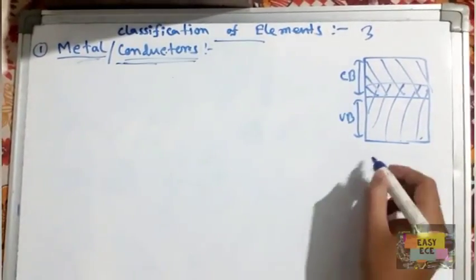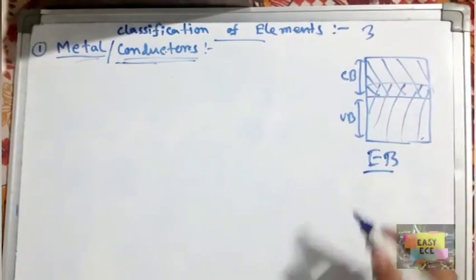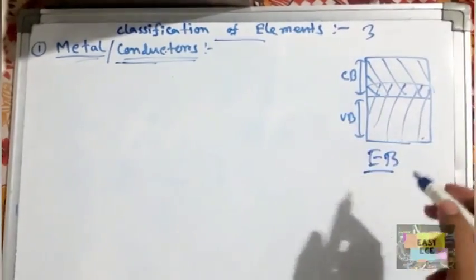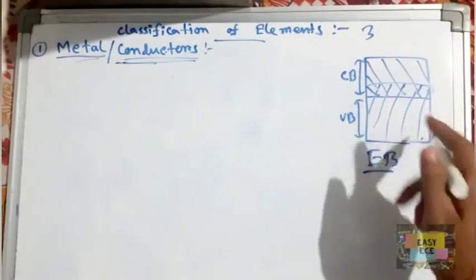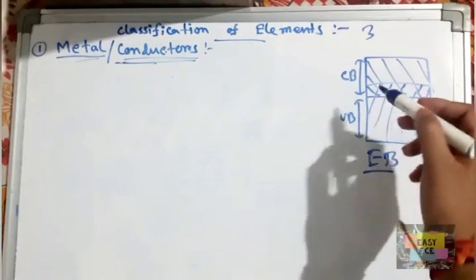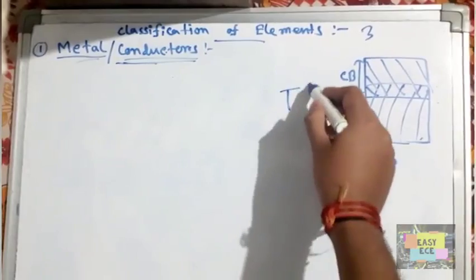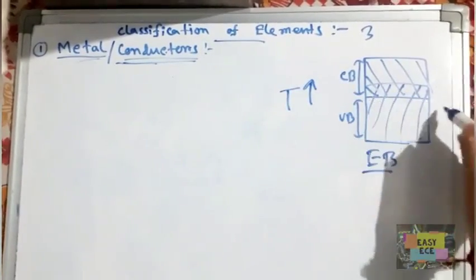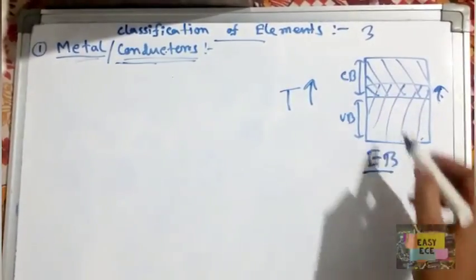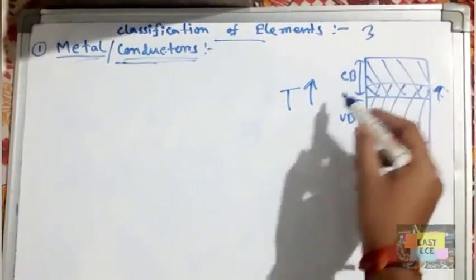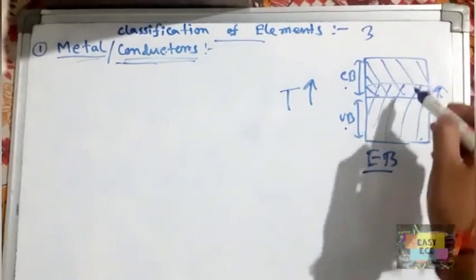Now as you know, this is the energy band diagram, or EB diagram, of conductors or metal. In this diagram you can see that the conduction band and valence band have no gap, and they are overlapping each other. That means if the temperature is increasing, the overlap region is also increasing, and at 0 Kelvin both are in the same line, that is, the conduction band and valence band touch each other.